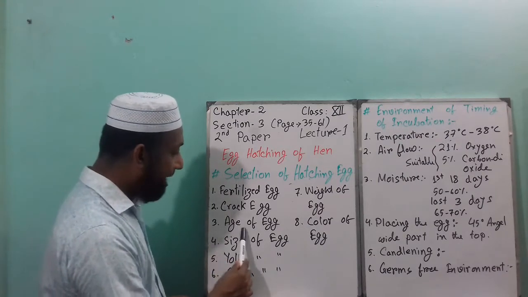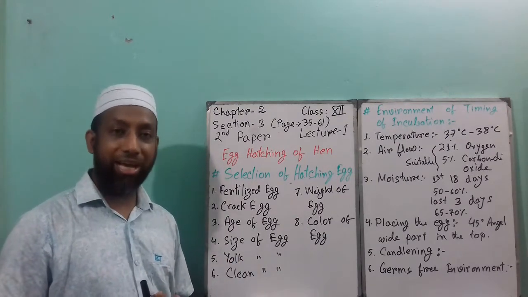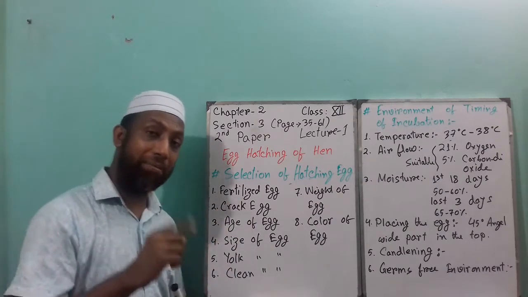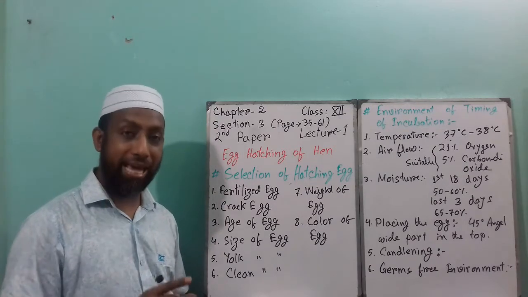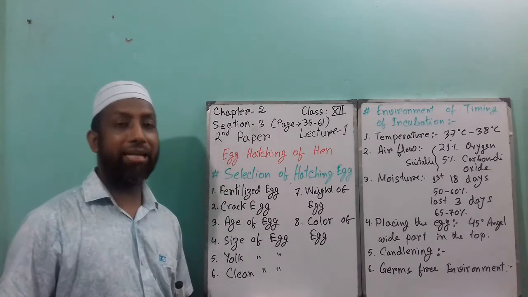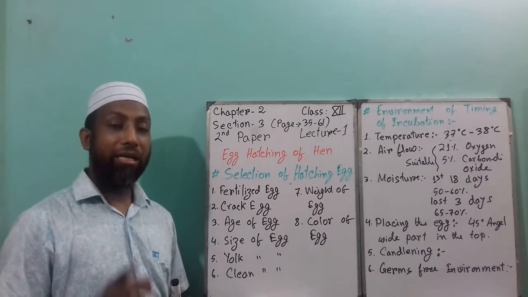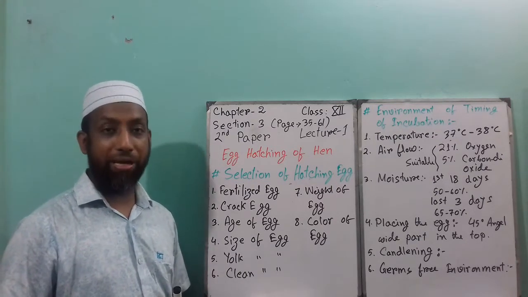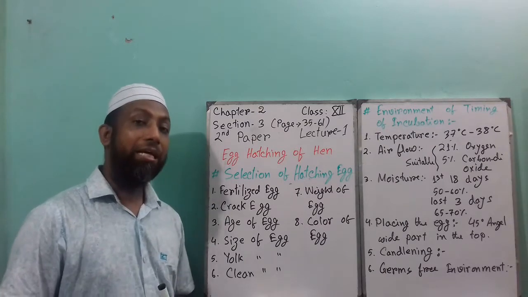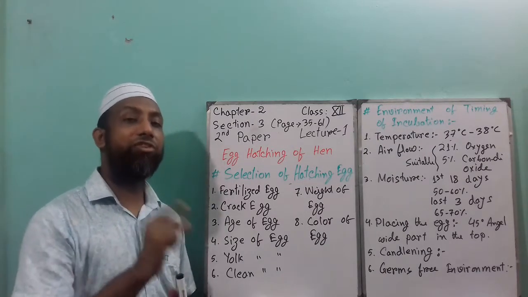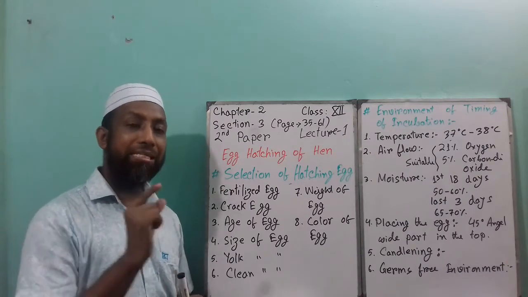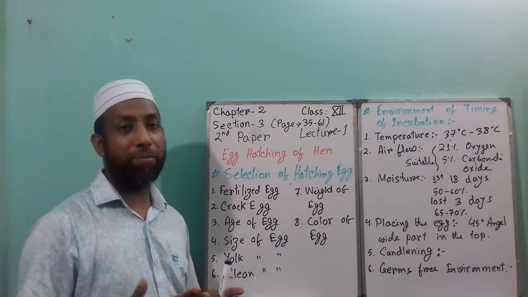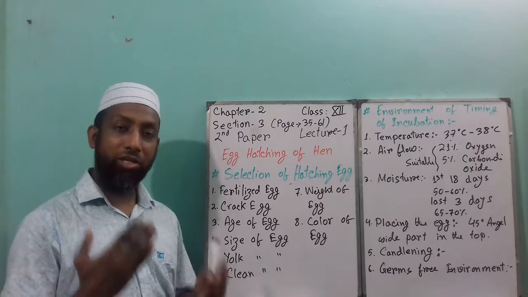Next point is age of egg. Definitely you should maintain the age of the egg. Remember, in summertime the egg should be 3 to 4 days old, and in winter time the egg's age should be 7 to 10 days. Otherwise, after that, the egg cannot be hatched properly. Always remember that. Otherwise, the egg will not hatch a chicken.